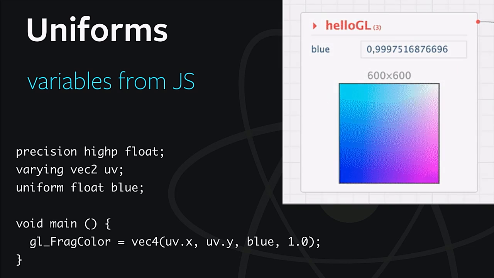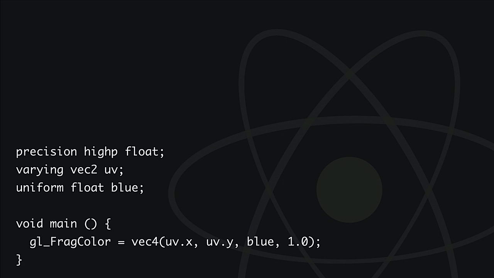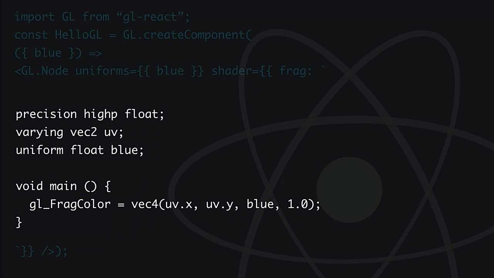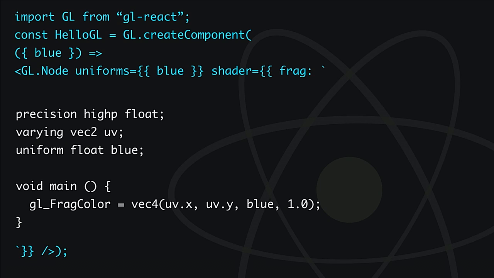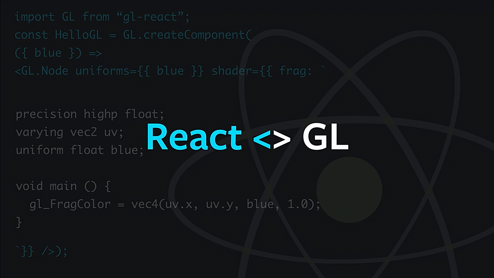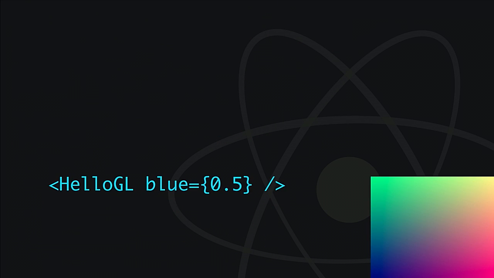How can I define that in GL React? Actually, I just take this code, this shader, and I put it in this code. So we have a createComponent function here that takes a function. It's like a render function, so you get props, and you pass it into a GL node. You can pass in uniforms, and that's it. That's what glues the React world with the GL world. And with the component I've just defined, I can use it like this.